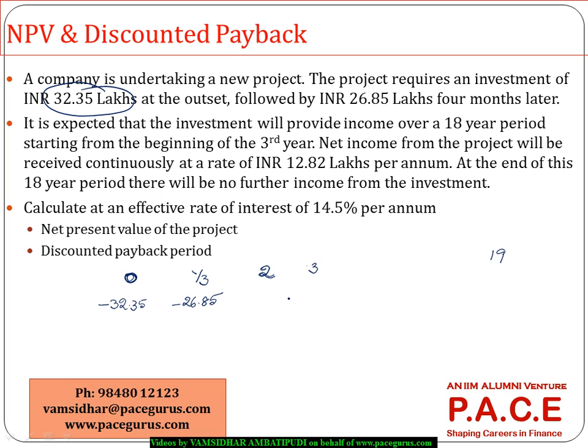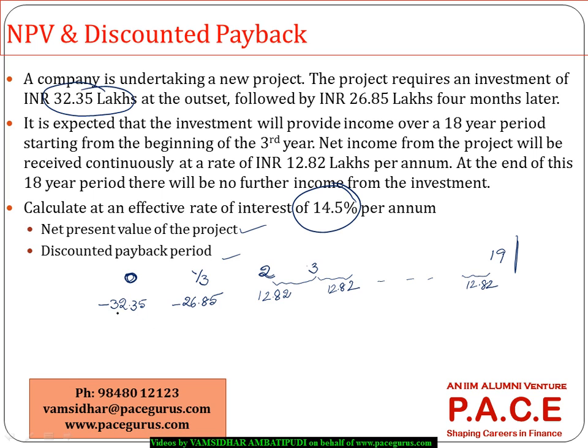The net income from the project will be received continuously, at the rate of 12.82 per annum. So probably within the third year, from the end of the second to the end of the third, I'm going to get 12.82 lakhs per annum for a period of 18 years. Every year 12.82, but on a continuous basis. At the end of the 18-year period, there will be no further income from the investment. Calculate the effective rate of interest. At this effective rate of interest, find the NPV as well as the discounted payback.